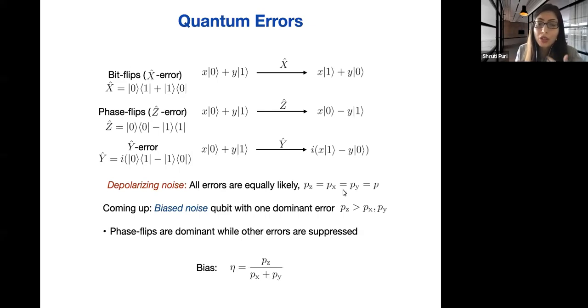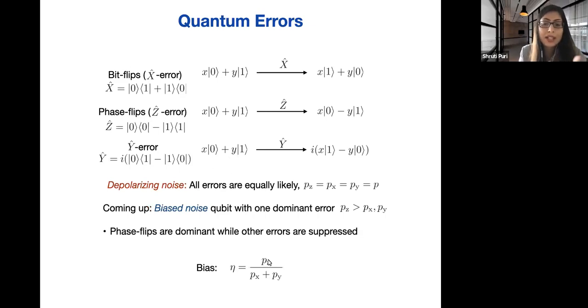And in this talk, we will look at a particular bias noise qubit in which the probability of Z error is more likely than the probability of X and Y error. For this qubit, the coupling to the environment is predominantly along the Z axis of the Bloch sphere. So in this qubit, the phase flips are dominant while other errors are suppressed.